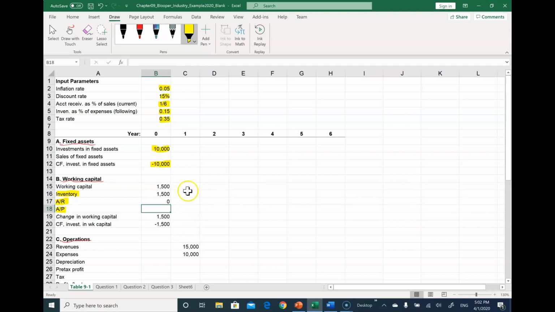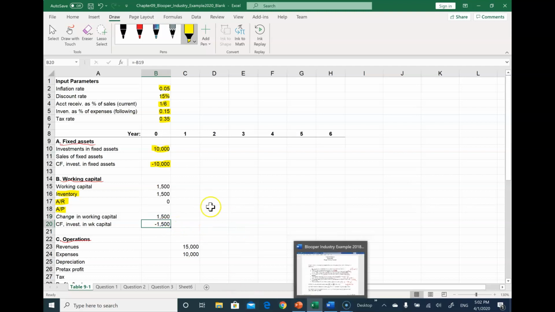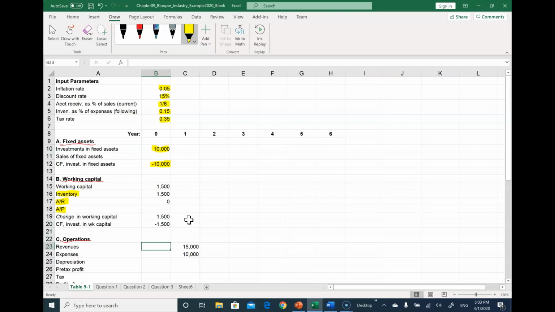Okay. So when you look at the working capital, in year 0, working capital goes up from 0 to $1.5 million. So change in the working capital is $1.5 million. And any increase in working capital is a cash outflow. So when you look at the cash flow, you can see that the cash flow is negative. So there's a cash outflow of $1.5 million. Okay, so that's the investment in the working capital.